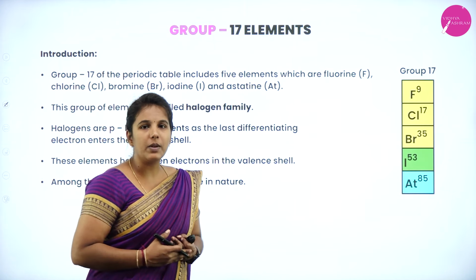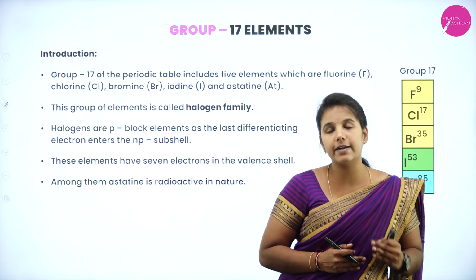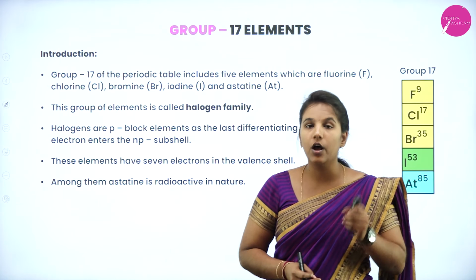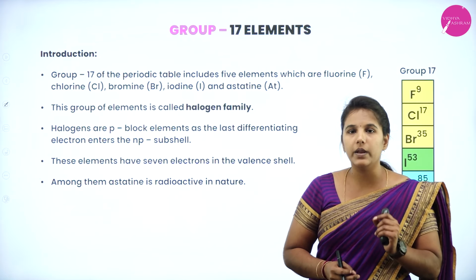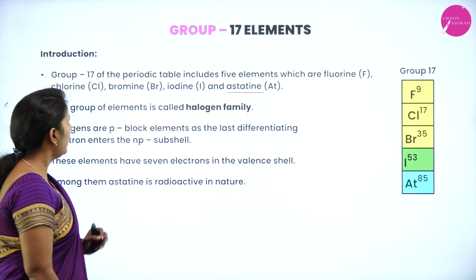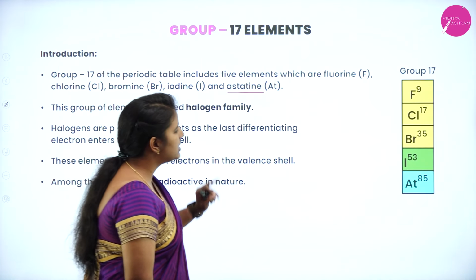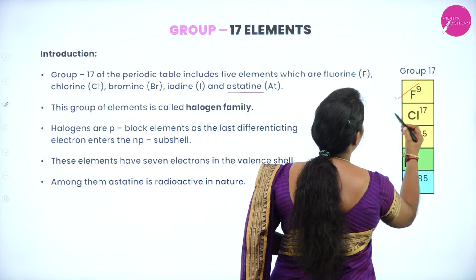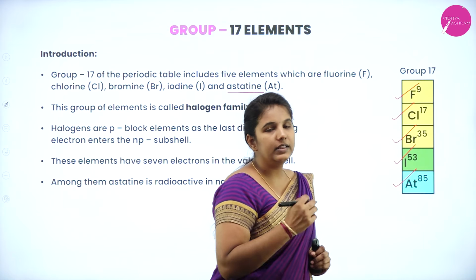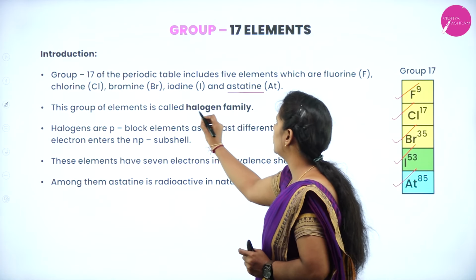So we are very much familiar with the periodic table, right? In that, we know that group 17 is known as the halogen family, and it includes fluorine, chlorine, bromine and iodine as well as astatine. Okay, so the group 17 of the periodic table includes the 5 elements you can see here, that is fluorine, chlorine, bromine, iodine and astatine. These are the group 17 elements and they are generally known as what?